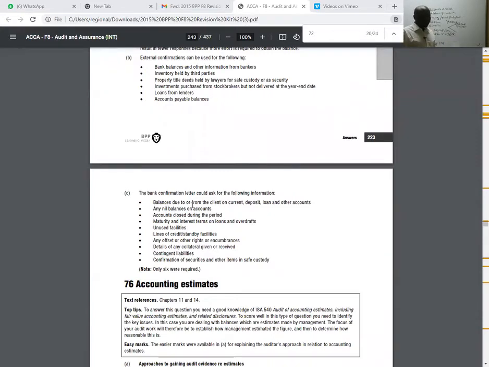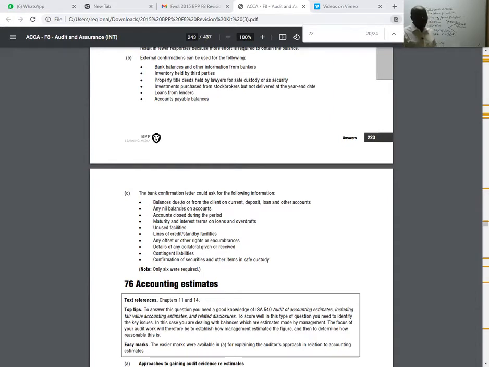What are some of the things we expect, ladies and gentlemen, to be given? In this case, bank balances as at a particular date. This will be very important to me. And I would want them to classify these bank balances, like the deposit account has how much, the current accounts, etc. I would also want them to tell me whether there are any accounts that were closed within the year. That is very important to me.